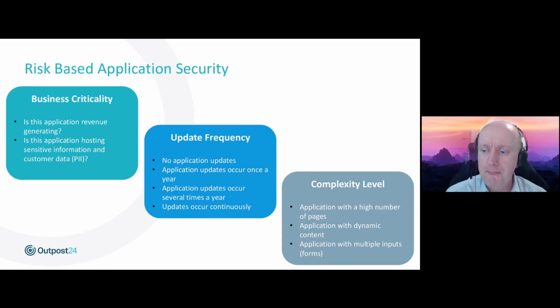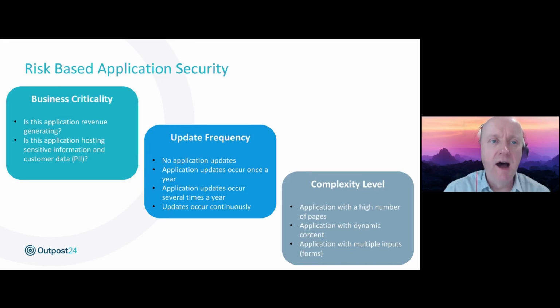So basically, what I was saying here was that we need to look at whether we are going to do a penetration test on a one-off basis, or every 6 months, every quarter, or whether we are going to do continuous testing. That's going to depend very much on the business criticality of the app, the update frequency, and the complexity level of the application.